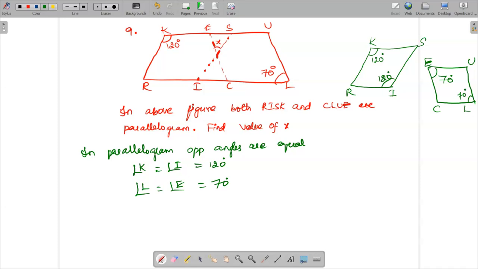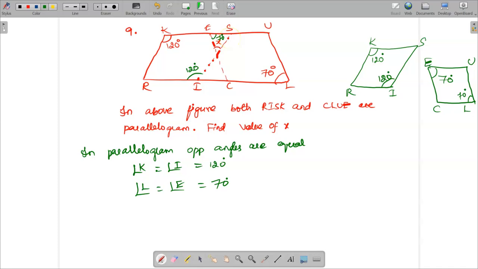Let us mark that in the original diagram. Okay, so what have you determined? Angle I is 120 degrees and angle E is 70 degrees. Okay, this value is 70 degrees. Okay, and then again I need to find out the x value. So it is easy to find out when I know the angle S value, right?